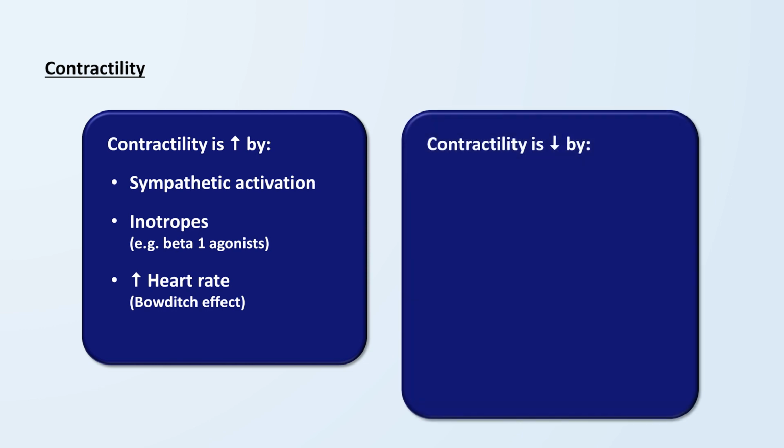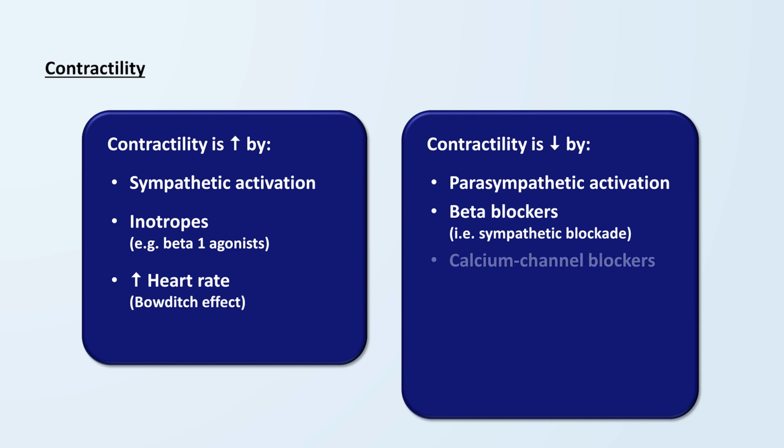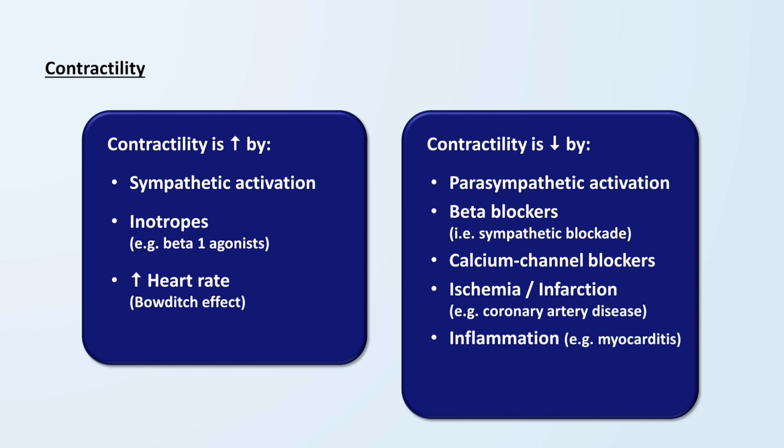Contractility is decreased by parasympathetic activation, beta blockers and calcium channel blockers, and pathologic states which interfere with either calcium handling by the cell and or ATP generation, which includes ischemia and infarction, inflammation of the myocardium, severe acid-base derangements, and hypothermia, among many other things.